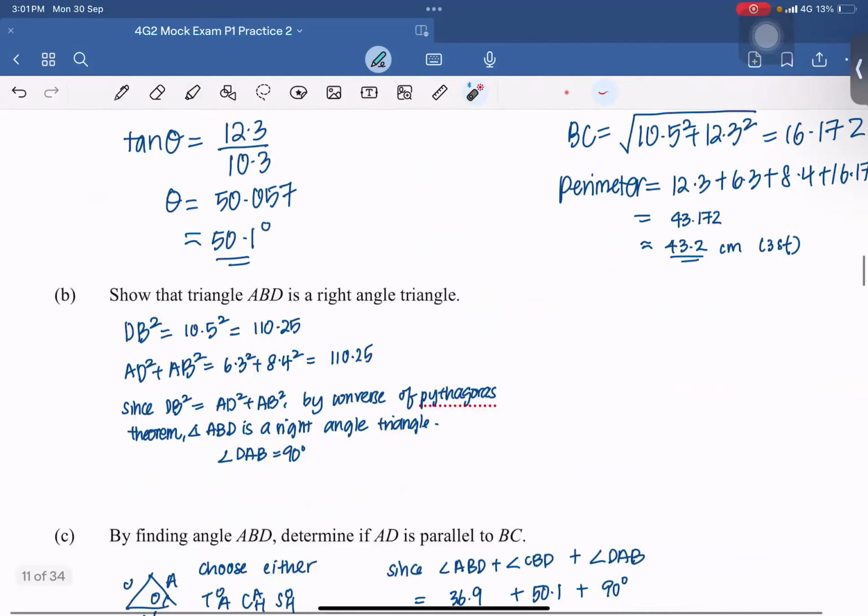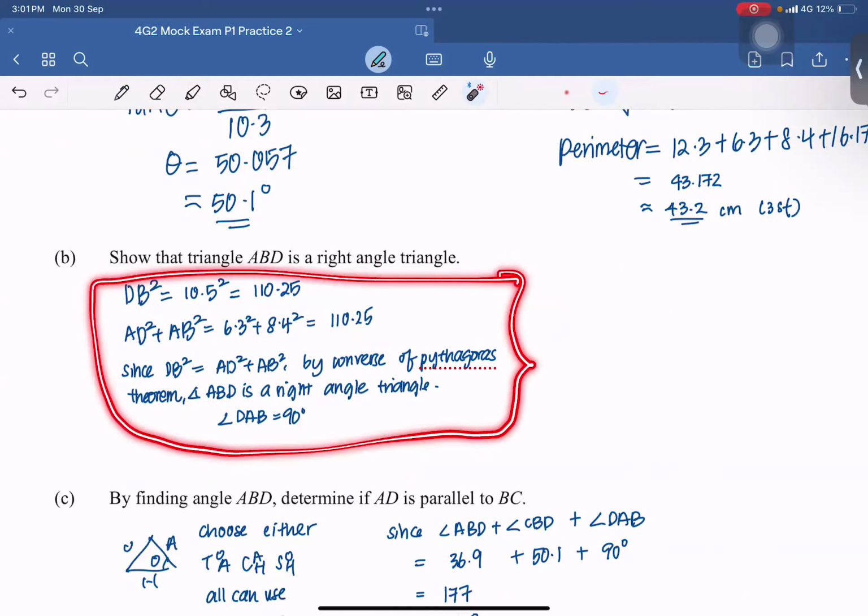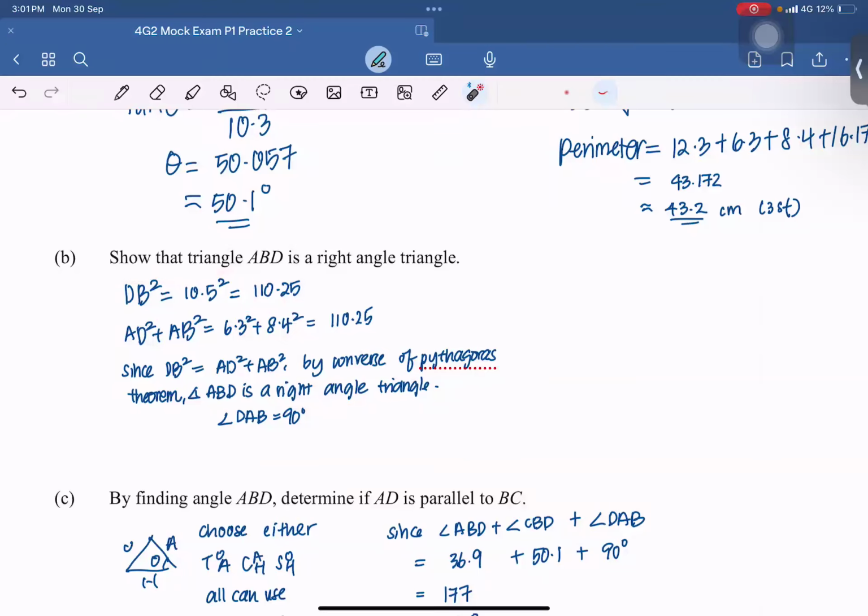I have already done part 2. The question says, show that it is a right angle triangle. This one, you better make sure you memorize this exact writing, this kind of answer. You don't give me some square root or some other number. Okay, make sure you learn it.